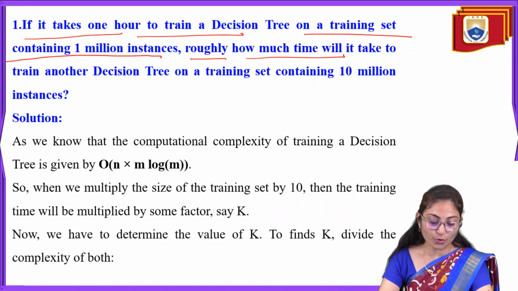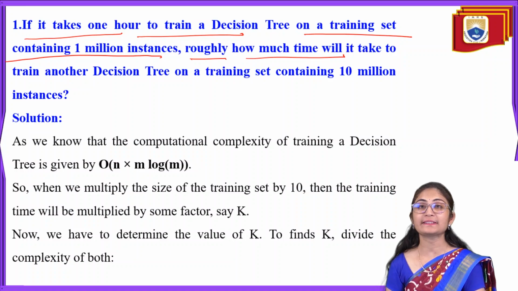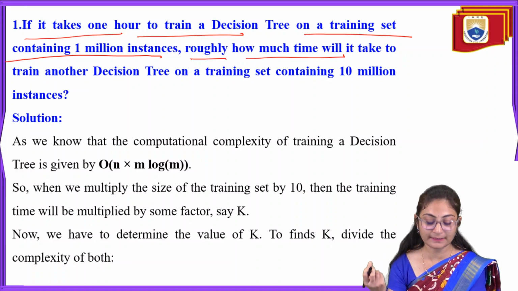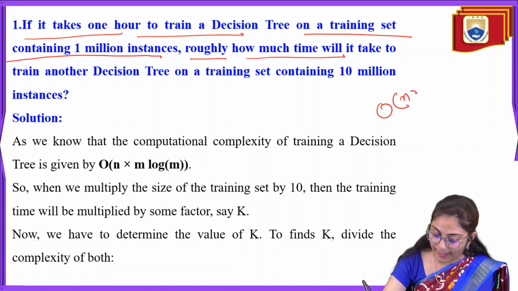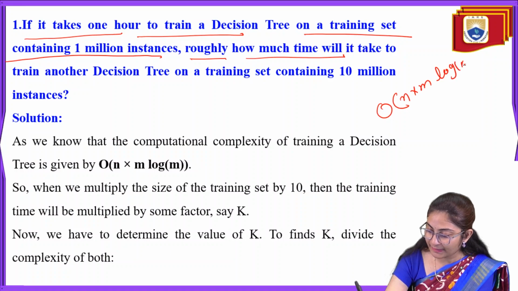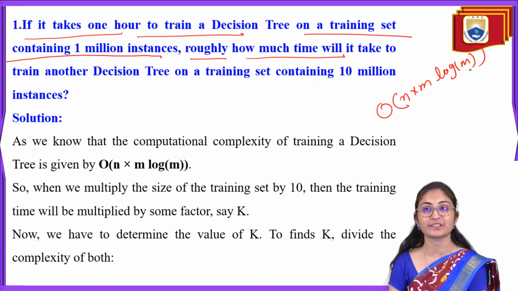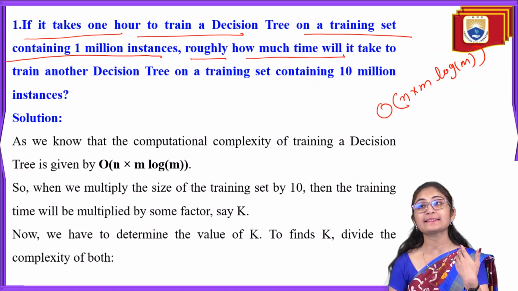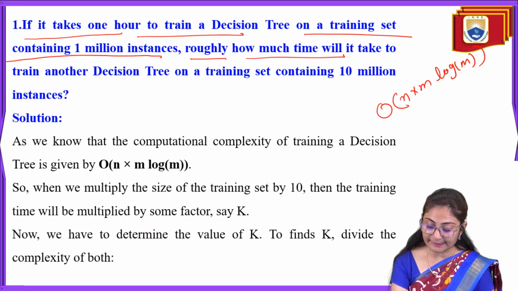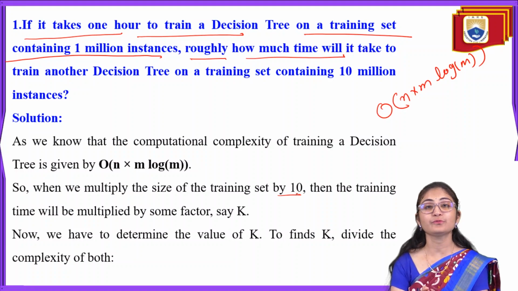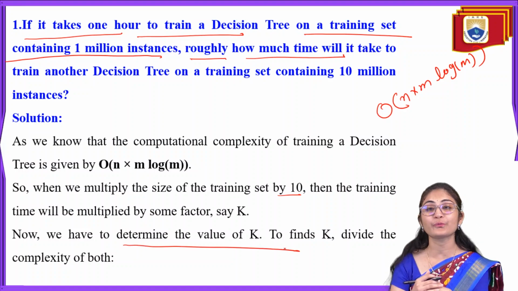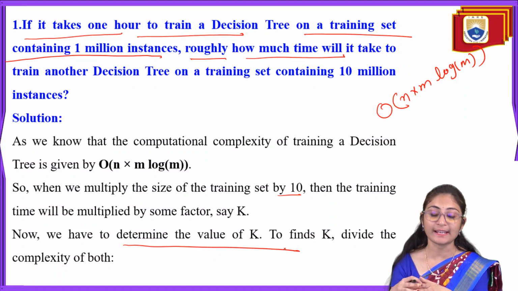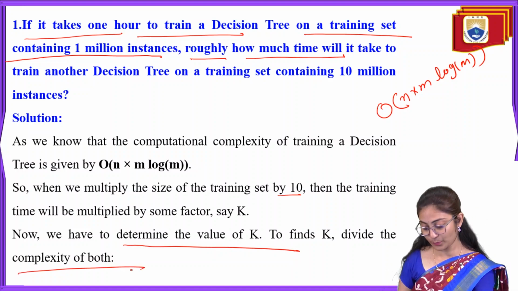million instances? As we know, the computational complexity of training a decision tree is O(n × m log m). This is the time complexity for the decision tree. So when we multiply the size of the training set by 10, the training time will be multiplied by some factor, say k. So we have to determine the value of k. For finding k, you have to divide the complexity of both.